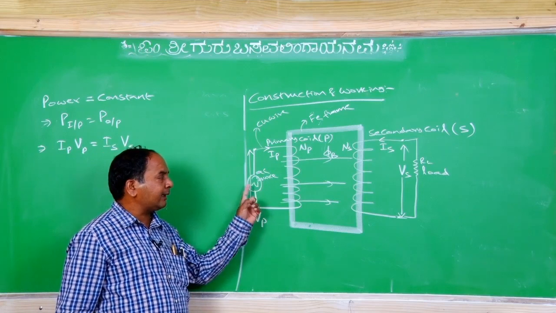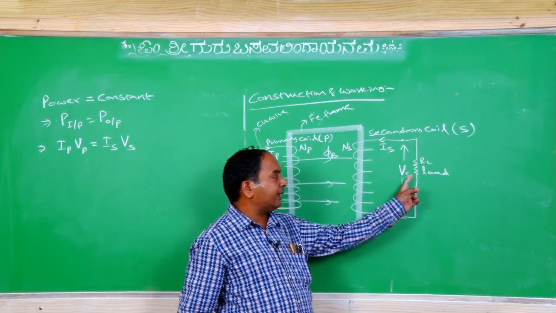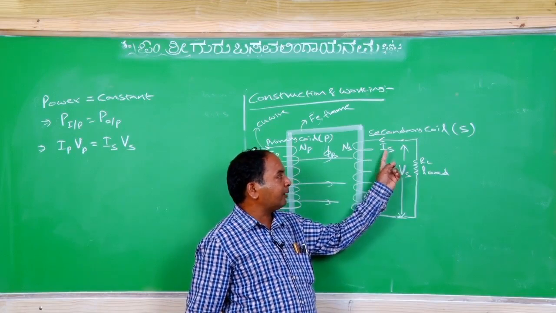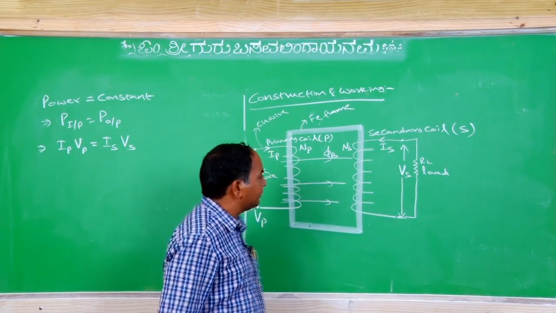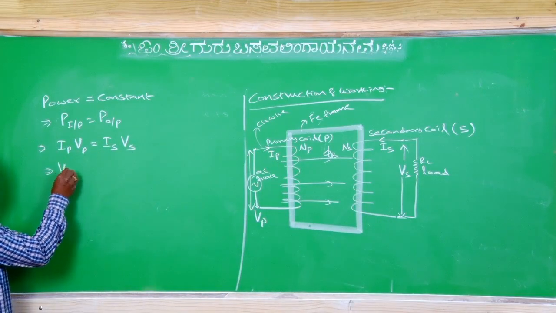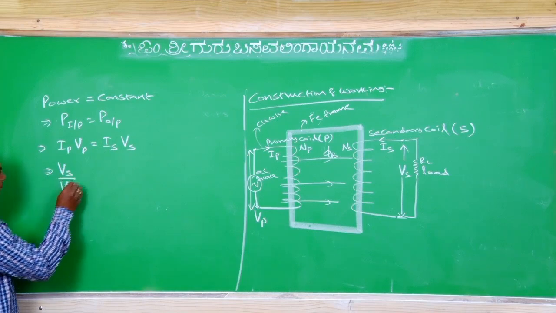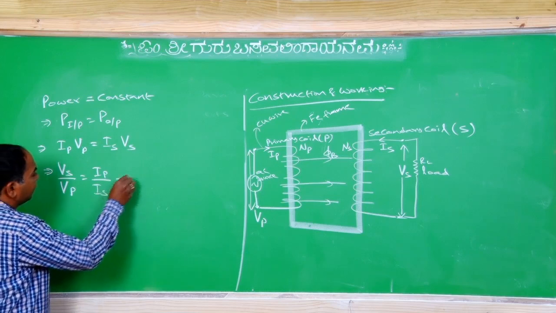While we are connected to the AC source, that is input. Across the load we are getting output. So the output current is Is and the output voltage is Vs. From this we are able to write Vs by Vp is equal to IP by Is. This is considered as equation 1.